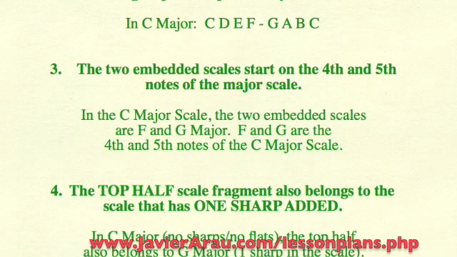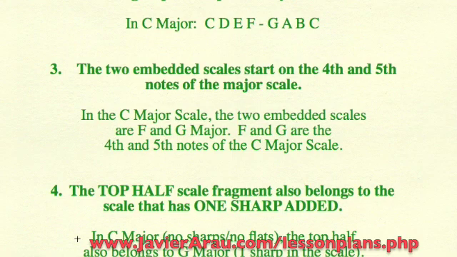Moving on, number 3, the 2 embedded scales start on the 4th and 5th notes of the major scale. So for example, in the C major scale, the 2 embedded scales are F and G major. F and G are the 4th and 5th notes of the C major scale. Of course, for C major you have C, D, E, F, so that's 1, 2, 3, 4, or C, D, E, F, G, 1, 2, 3, 4, 5. A, B, C is 6, 7, 8 at the top.